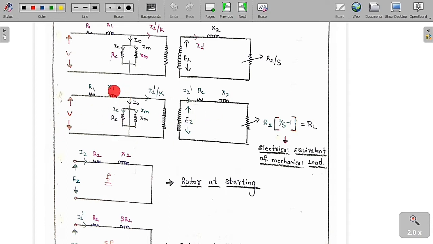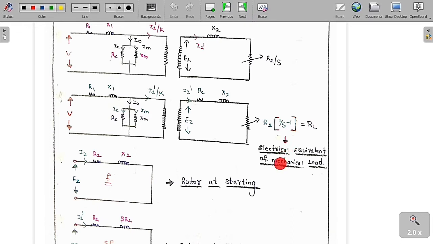Supply voltage, R1, X1, RC, XM, IC, IM, I0, I2 dash by K, this is I2 dash, this is E2, R2, X2, and this is called as, we can say, the electrical equivalent of mechanical load. So same thing, exact transformer, this is called as the electrical equivalent of a mechanical load.